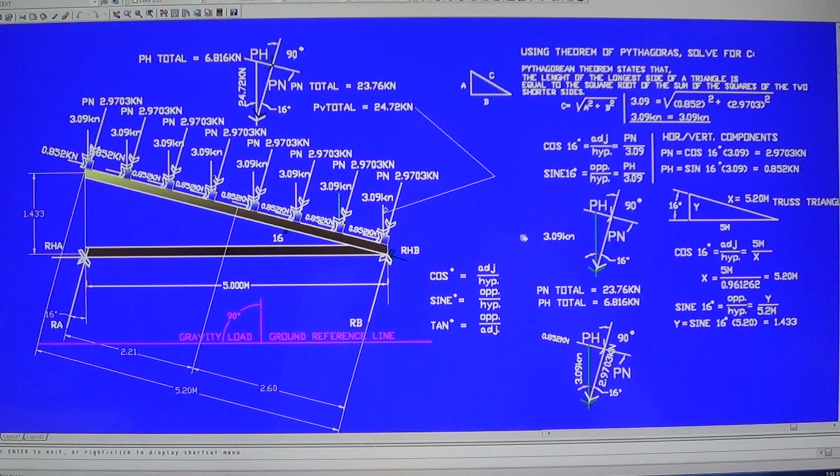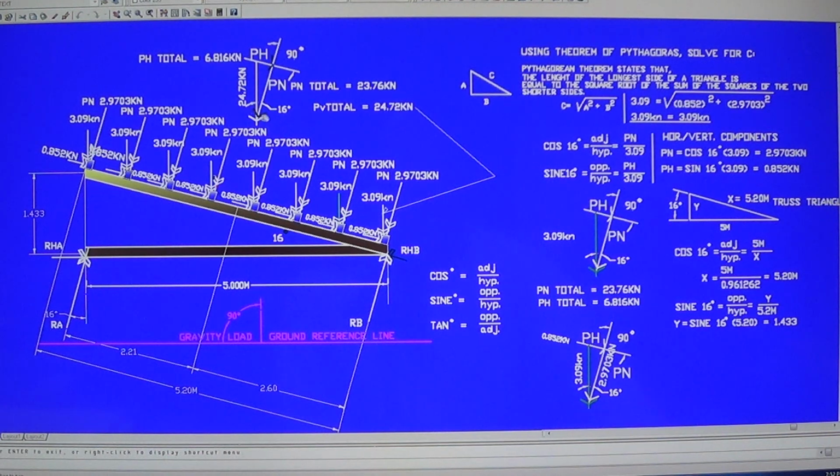Okay, now to get the height, again you have to use the trigonometric function. The height y is the opposite side, therefore we can use sine 16, opposite over hypotenuse, y over 5.2. We use the hypotenuse there, cross multiplying it, this 5.2 goes here, so y is equal to sine 16 times 5.2. It gives you 1.433, the height of that. So we have that information now, and we need to take the moment to solve for a reaction.